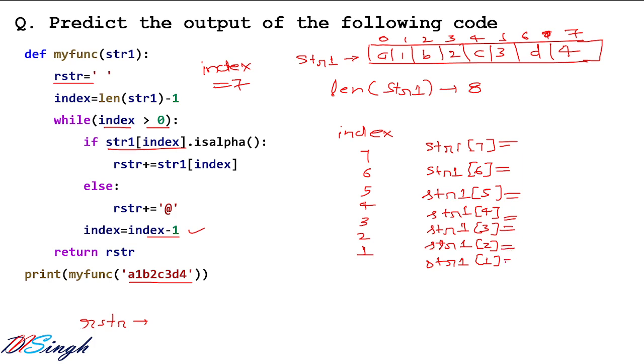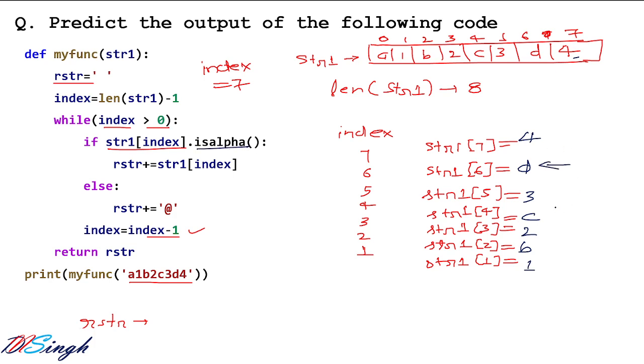Okay, let me change the color of my pen so that it gives a contrast view. So what is at str of 7? That is 4. Then 6, that is d. Then 5, what is there? At 5 you have 3. At 4 what do you have? c. And at 3? 2. And at 2? b. And what do you have at 1? That is 1 itself.